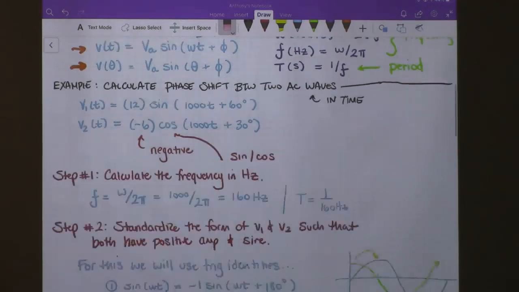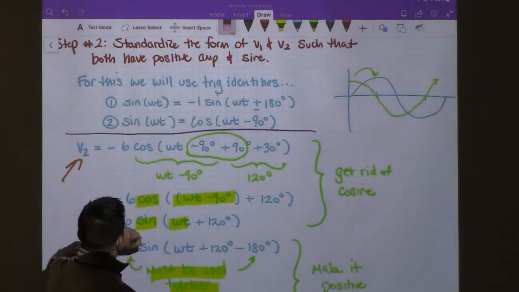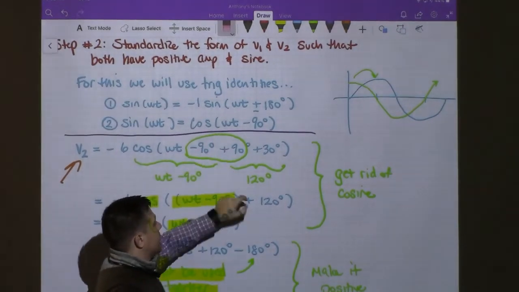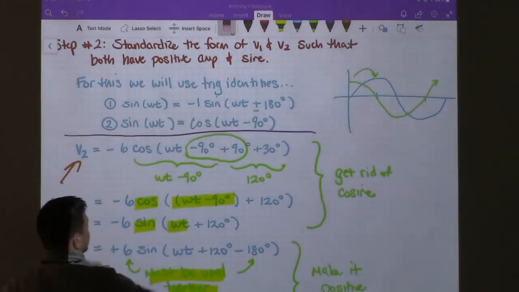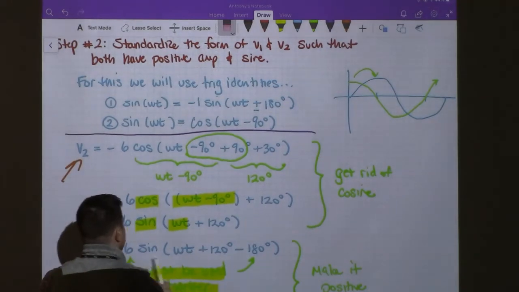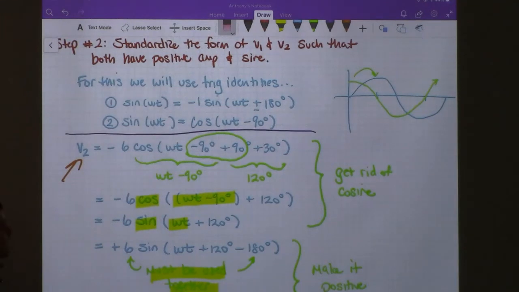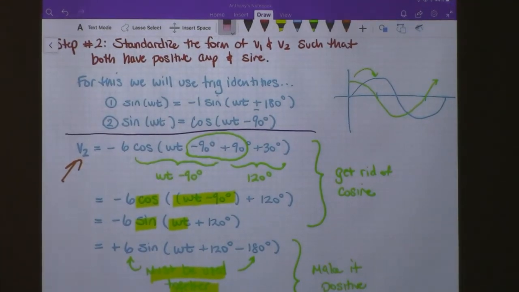Okay, so going back to this right here. What I'm going to do is group these together. So I have negative 6 cosine omega t minus 90 plus 120. What that means is now I can take this and turn it into this. So the cosine omega t minus 90 turns into sine omega t. This stays the same. This stays the same. Does everybody see how we're applying that identity? I'm going to get rid of the highlights. They're often really hard to see on the video.